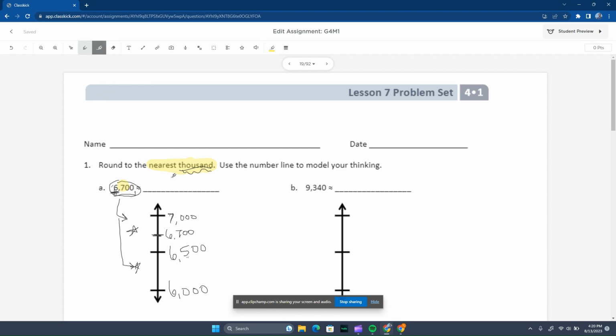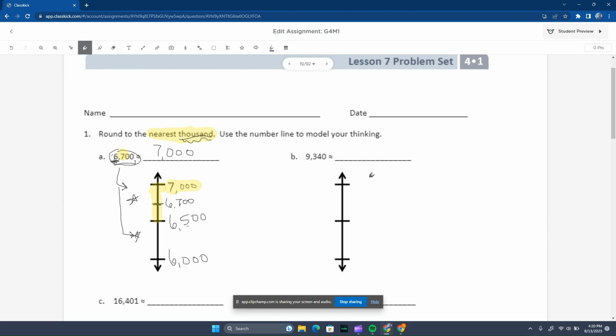So since we are above this halfway point, it tells us that we would round up to the next amount of thousands, which would be 7,000. You kind of already do the hard part when you label your vertical number line. So 6,700 rounded to the nearest thousand would be 7,000.